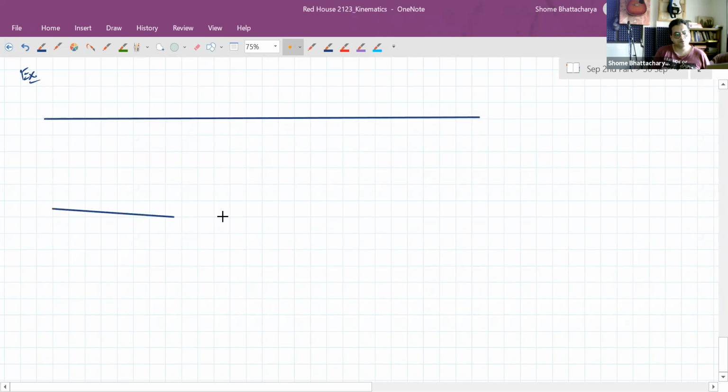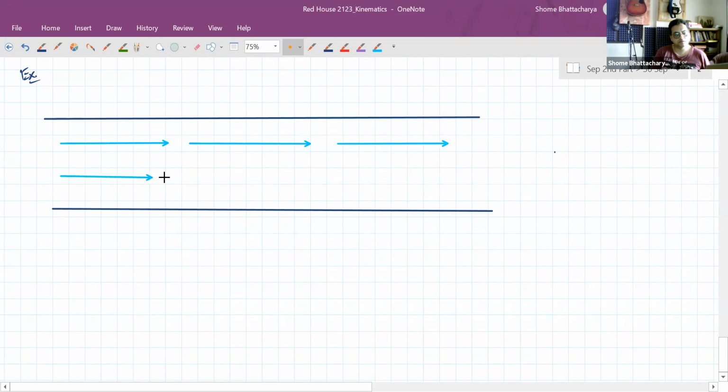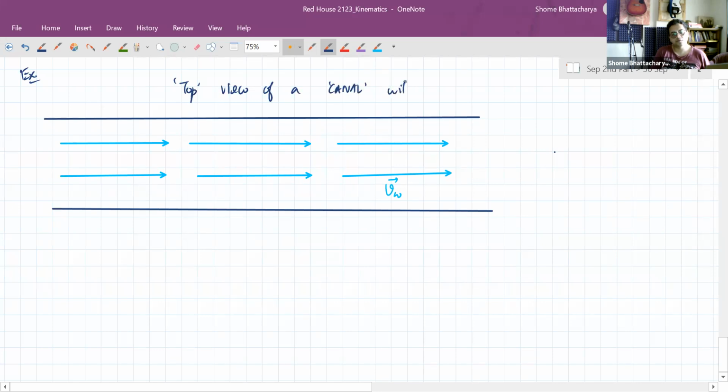So this is the top view of a river which has a straight section with water flowing at a uniform velocity. It's more like an artificial canal which has been constructed in this manner. The velocity of the water. So this is the top view of a canal kind of situation with water flowing uniformly.